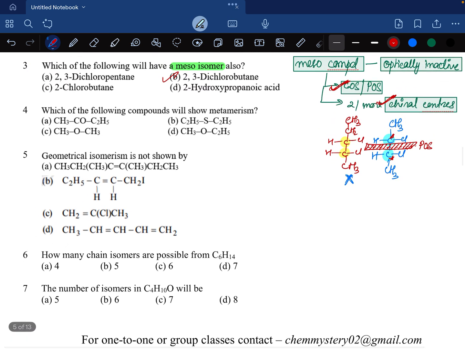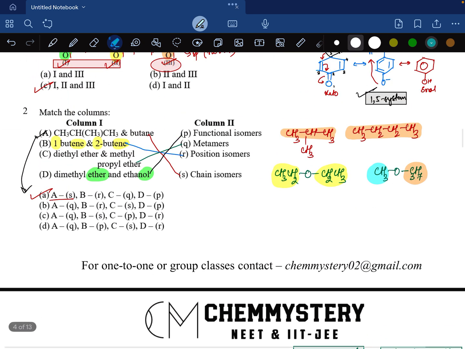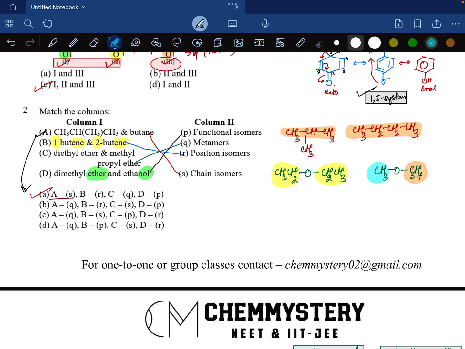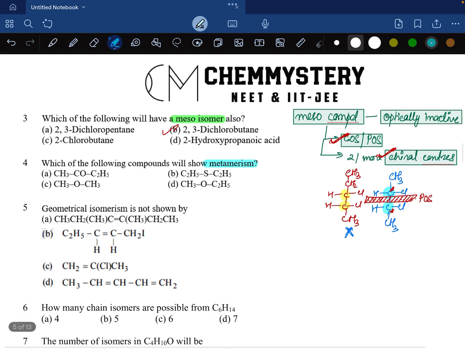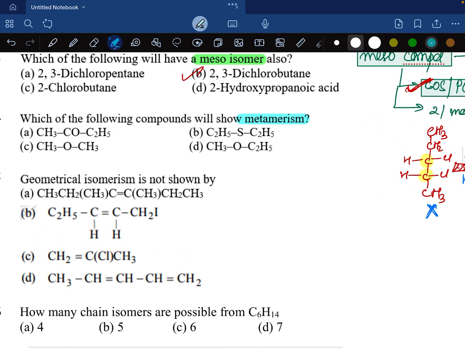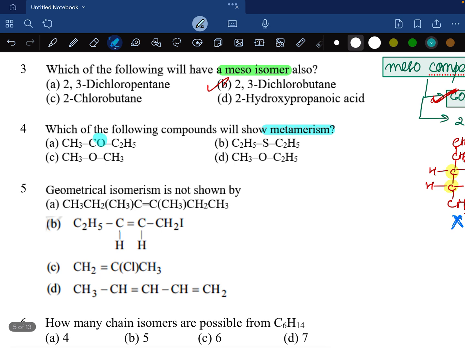Fourth one, which of the following compounds will show metamerism? Just now we have seen what metamerism is, that around the bridging functional group, both the groups are different. So around the bridging functional group, both the groups should be different. Let's check. What is the bridging functional group here?